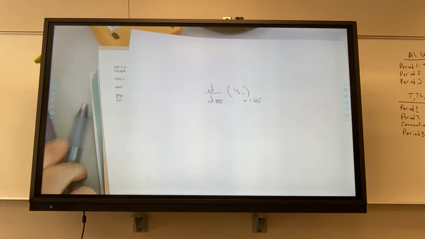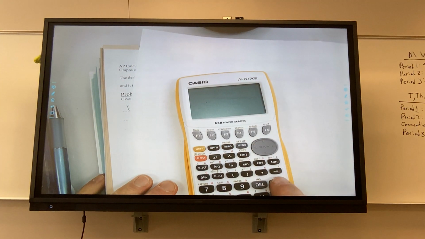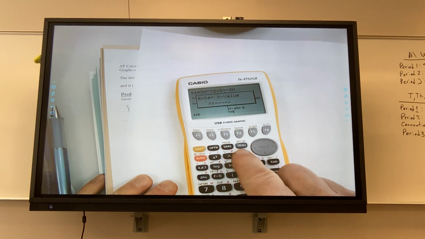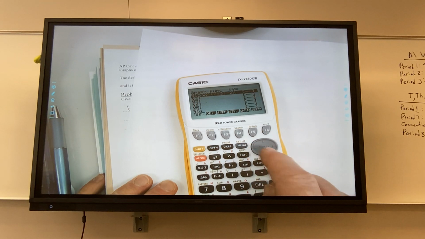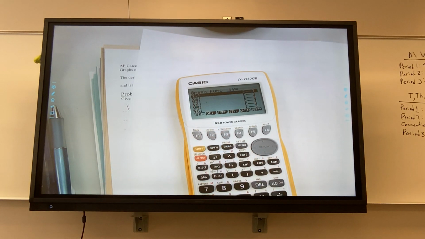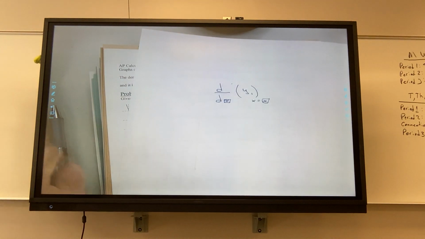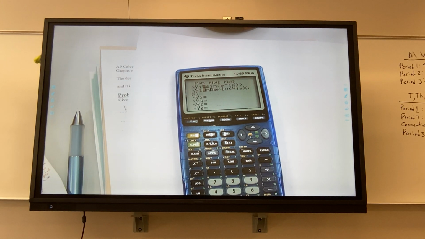All right, if you've got a Casio, I think I got it. You think you got it? Is it option? Yes, go to option, calc, and you go to d over dx, then in parentheses, you go to vars, y1, comma x. You got it. Okay, did you get that? Do I need to do it on mine or not?